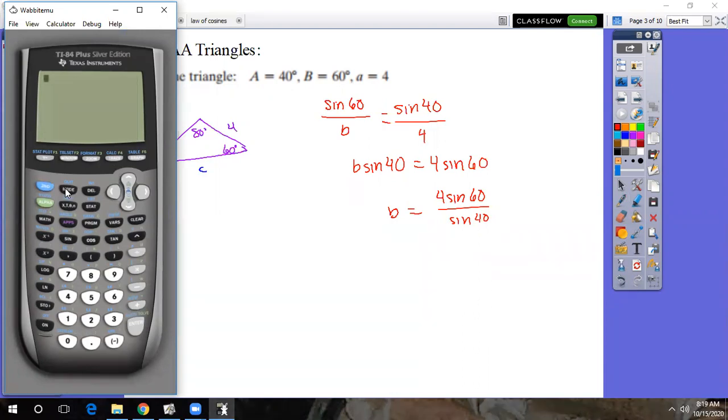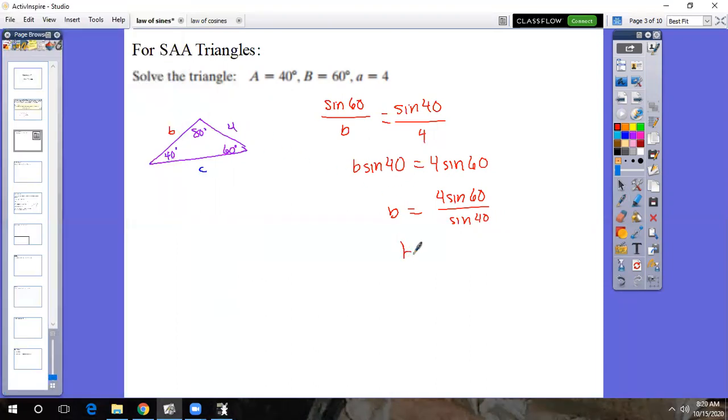Again, we need our calculators here because we know sine of 60, because 60 degrees is pi over 3 on the unit circle, but we don't know sine of 40. So we're going to use our calculators to help us find this answer. So this is 4 sine of 60 divided by sine of 40, and that gives me about 5.4. So b would be approximately equal to 5.4.